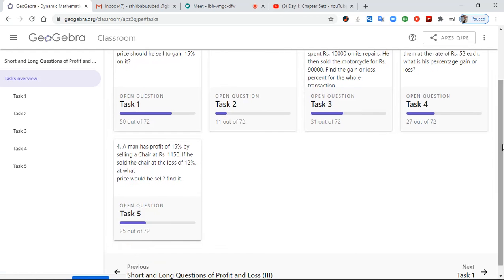Now the talks overview. 50 students completed Talk 1, 31 students Talk 2, 26 students Talk 3, and Talk 4 by 25 students. Sir, completed. Prakriti business. Thank you, Prakriti. One student, Prakriti, has completed. And others?